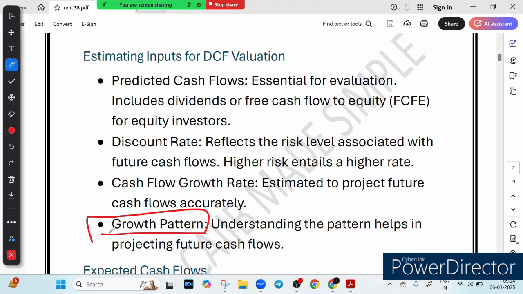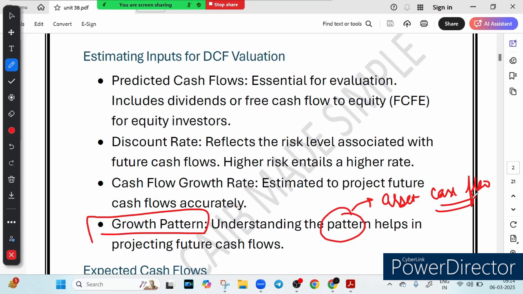So understanding the growth pattern means understanding how an asset's cash flow grows over time. What is the meaning of pattern? We are understanding the growth of asset cash flow. Understanding how an asset's cash flow grows over time helps us predict its future earnings more accurately. That is called the growth pattern.